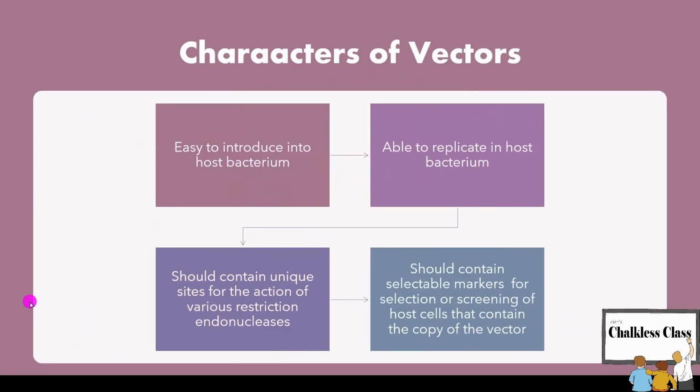What are the characters of vectors? These vectors should be convenient to carry the gene of interest into the host bacterium. They must be able to replicate in the host bacterium. They should contain unique sites for the action of restriction endonucleases, also called multiple cloning sites. So a vector should have multiple cloning sites. For selection or screening of the host cells, they should contain selectable markers. These are some main characters of vectors.